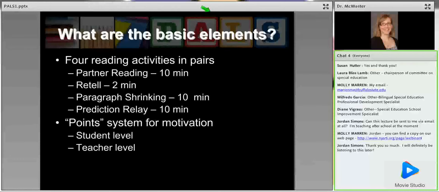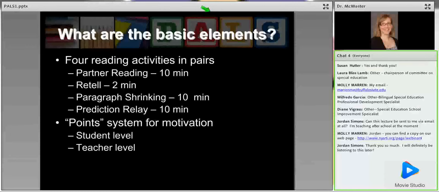After that 10 minutes, right away, the second reader will retell what they just read. So the coach, who is the first reader, will ask, what did you learn first, or what happened first, what happened next, and so on until the second reader has retold all of the text that they've read so far. Then, after that, they're still with their partner. This is all done in one session. They'll move on to paragraph shrinking.